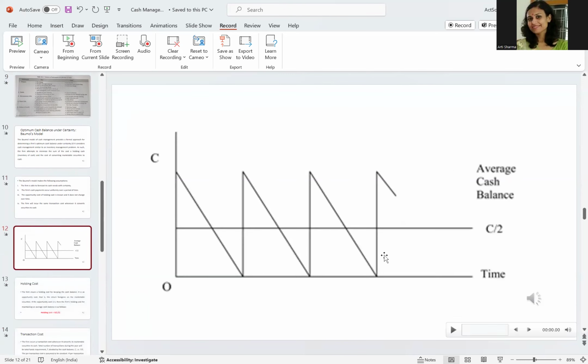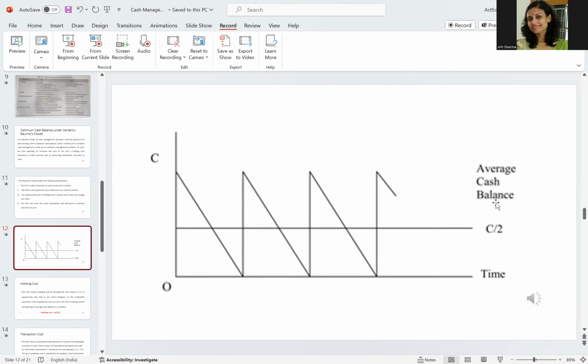So this is the Baumol model's graph. You can see here as we are using the cash, the level of cash balance is decreasing in a linear order, and then again we replenish it at a particular point of time, then again it is decreasing, then we replenish, and in the same interval of times.